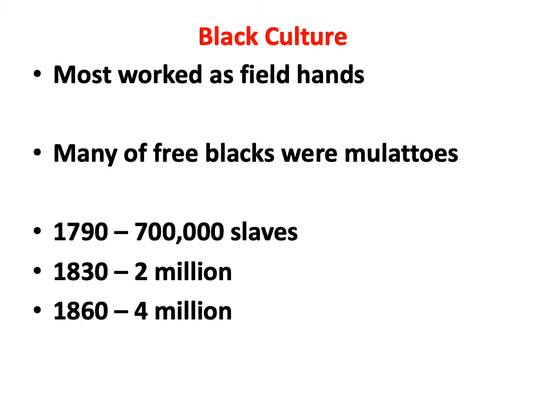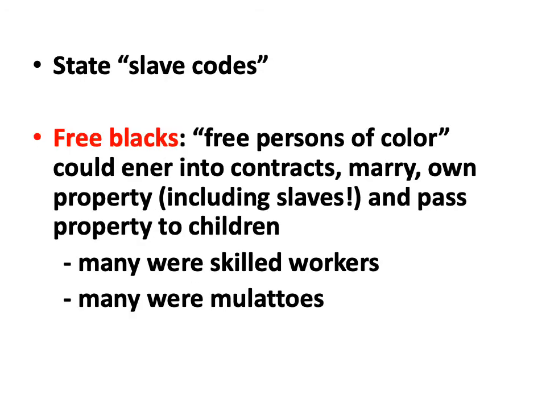There was a great increase in the number of slaves during this period, largely due to the profitability of King Cotton. In 1790, there were about 700,000 slaves. By 1860, that number was in excess of 4 million. So this is an incredible increase in the number of slaves in less than 100 years. The states had slave codes, which we'll talk about more later in the course. The slave codes were designed to regulate the movement and conduct of the slaves.